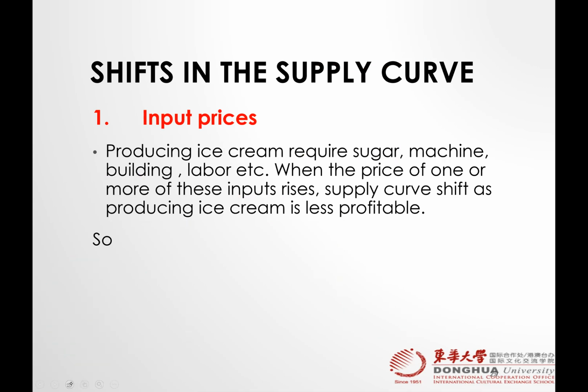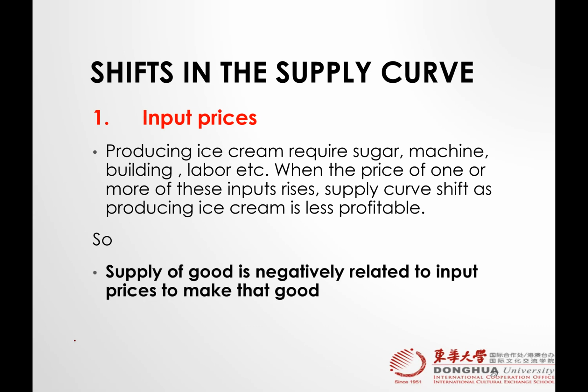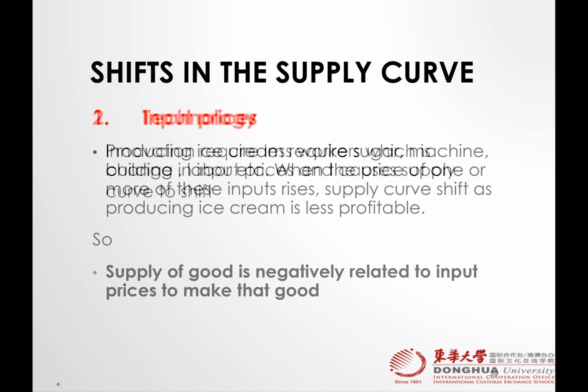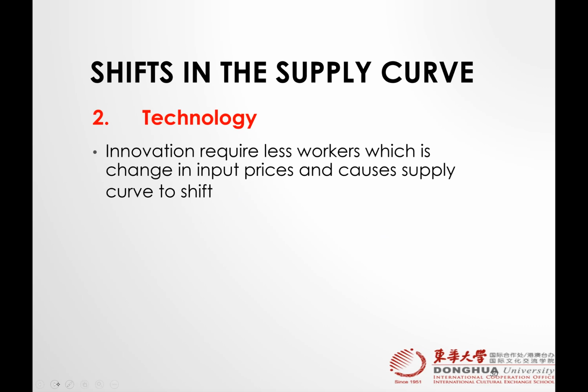Okay. So what we can say now is that the supply of a good is negatively related to the input prices to make that good. So we can say that the quantity supplied of ice cream is negatively related to the price of sugar, right? The second one is technology.